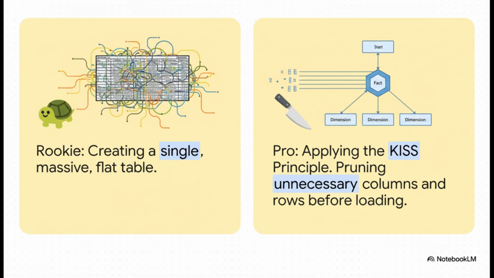Probably because it feels a lot like Excel. But a pro lives by the KISS principle: keep it simple. They are absolutely ruthless about trimming down the data. They only bring in columns they know they're going to use. They filter out rows they don't need. And they avoid high cardinality columns, the ones with a million unique values, like a timestamp down to the millisecond, because they know those things are performance killers and just bloat your model.